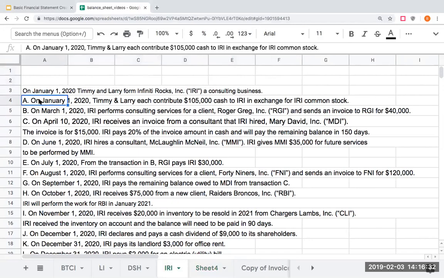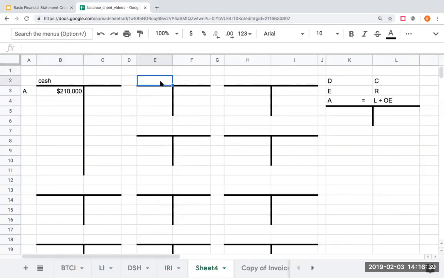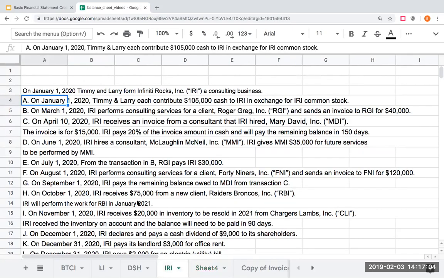And so here they each contribute $105,000 in exchange for common stock. So what I'm doing here is issuing to Timmy and Larry common stock for $210,000, or $105,000 from each. Okay. So at this point, if you've been watching the other videos, some of this should be coming really, really quickly. The key with accounting is you don't want to hesitate. How do you not hesitate? You practice, as taught to me by my 9-year-old son when we're studying for our spelling tests.